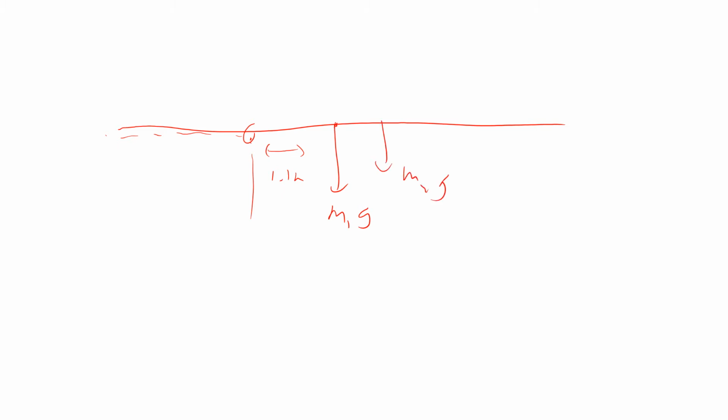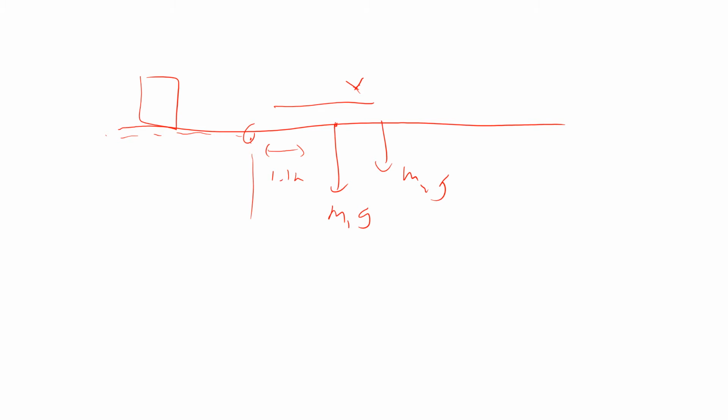We've got the cliff here. If we think about the board's free body diagram, we've got M1G pulling down right there. That's a distance of 1.1 meters from the edge. This is my pivot point right here, so that's going to be a clockwise torque. We have the person, M2G, at some distance x over. That's also a clockwise torque.